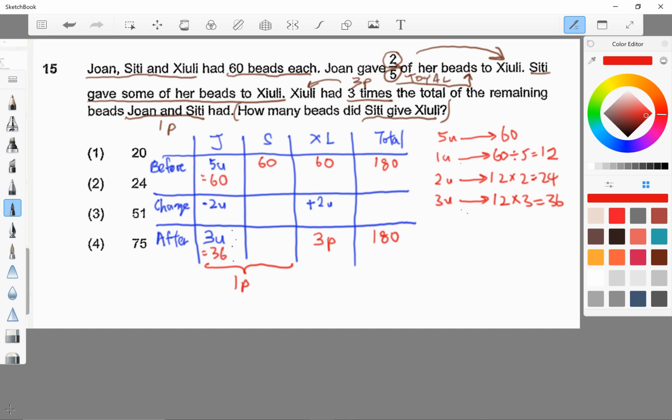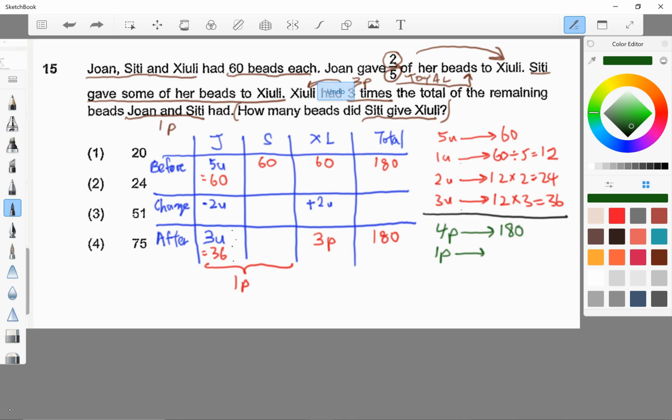And the interesting thing about a question like this, since the start and the end both are equal to 180, and it's mentioned that Siu Li had 3 times the total of the remaining bits of Joan and CT, this will actually mean that I can also list down 4 parts to be the total of 180.